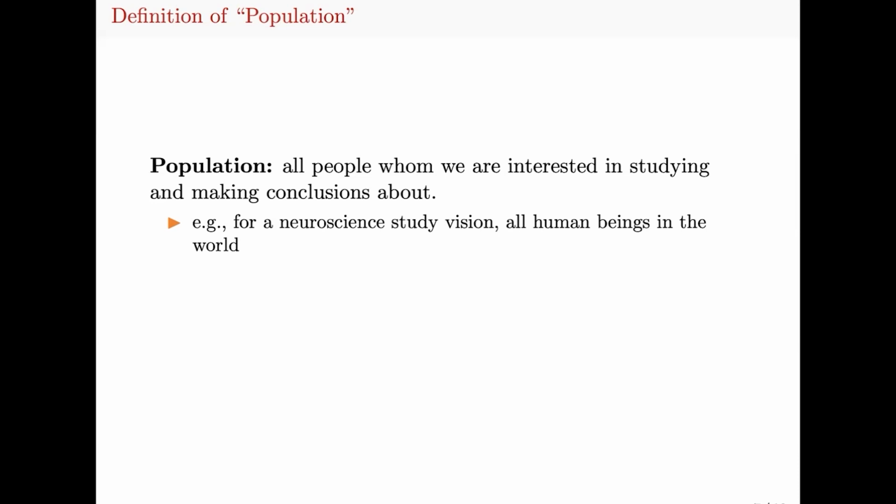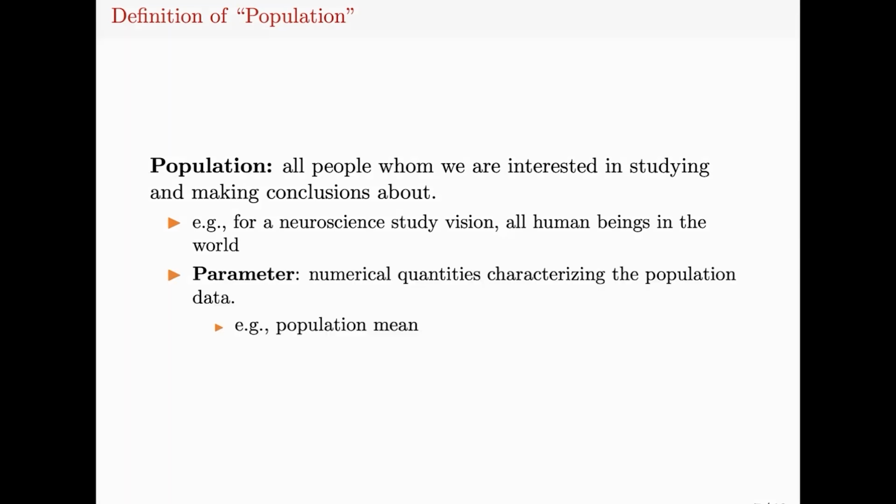For example, in a neuroscience study about vision, we hope to apply the research findings to all human beings in the world. Then in this case, our target population is all human beings in the world. A related terminology is a parameter, which refers to numeric quantities characterizing the population data.